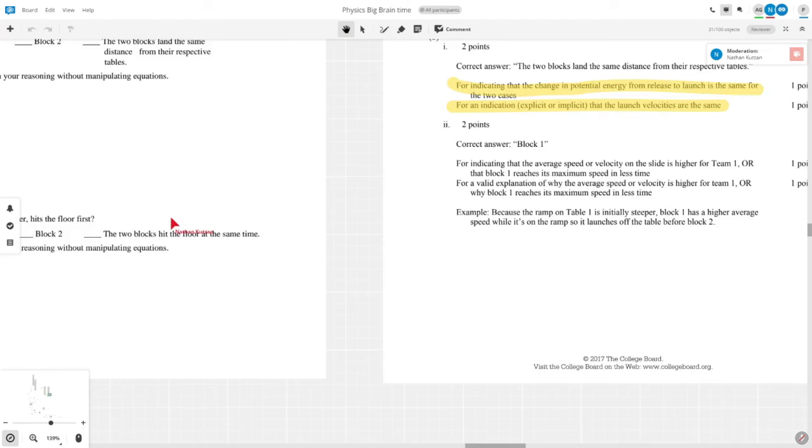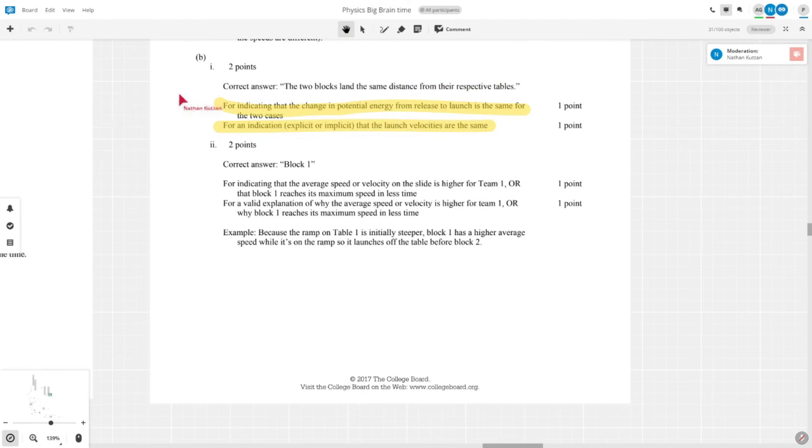And you can read their explanations. You had to say that the average speed for the slide is higher for ramp 1, or that block 1 reaches its maximum speed in less time. And you just had to explain why. So their example is over here.